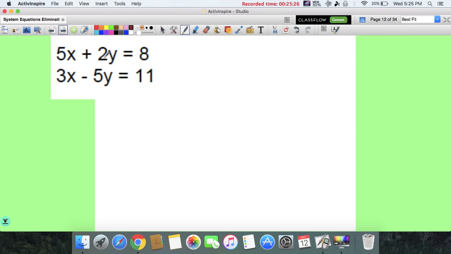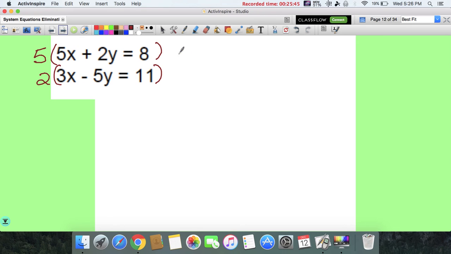Okay, so the LCM of 2 and 5 is 10. I want to make the 2y become a 10, and I want to make the 5y become a 10. So in order to do that, I have to multiply that top equation by 5, and this line, I'm going to multiply by 2. And remember, you have to multiply every term inside.